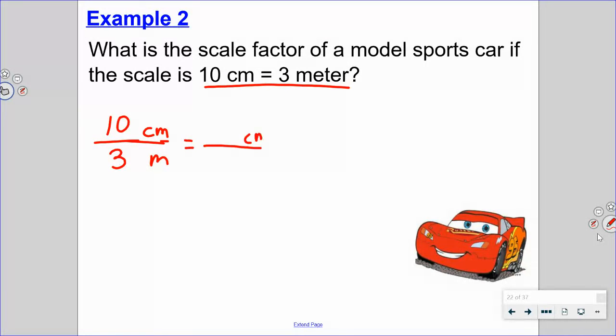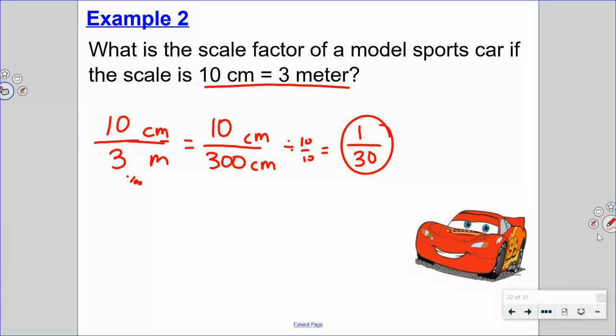Let's change this both. Now we could choose both to change to meters or both to change to centimeters, but most of us will choose the smaller unit to avoid the complex fraction. 3 meters, remember that each meter is 100 centimeters. Now, while that's an okay ratio, I do believe you can see that we can reduce by 10 to make a ratio of 1 to 30. So the ratio of the model to the actual sports car should be written as 1 to 30.